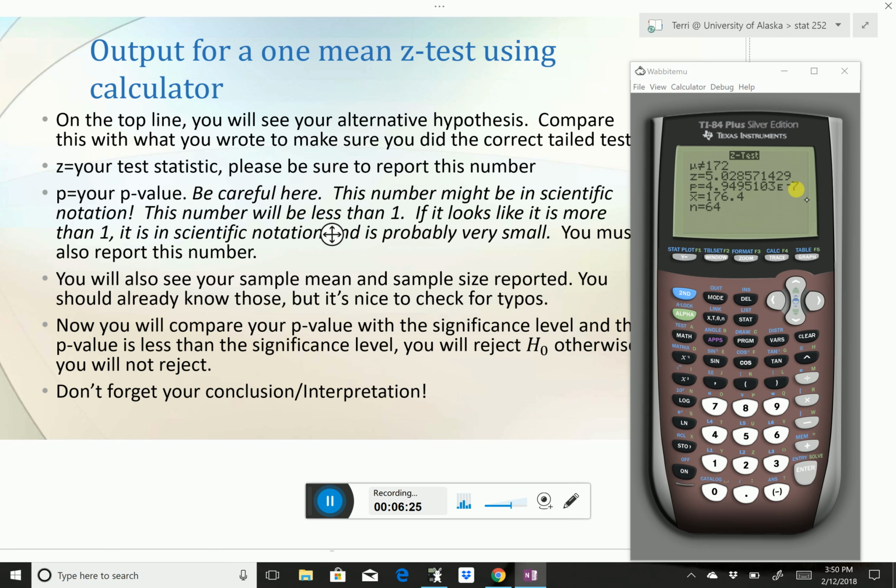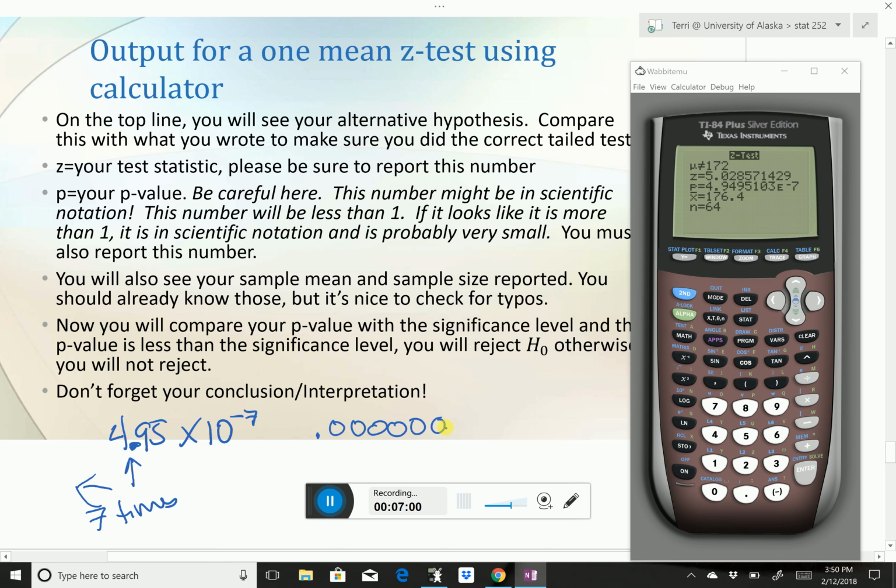P is your p-value. Notice this particular p-value is in scientific notation. I wrote that here. Be careful: this number might be in scientific notation. It has to be less than 1. If it looks like it's more than 1, if I glanced at that and said, oh, it's 4.95, no, it's not 4.95. It's 4.95 times 10 to the negative 7th power, which means this decimal point is moved back to the left 7 times. So I'm going to have 6 zeros, then 495. That's your p-value. So you want to be really careful when you get these p-values reported.